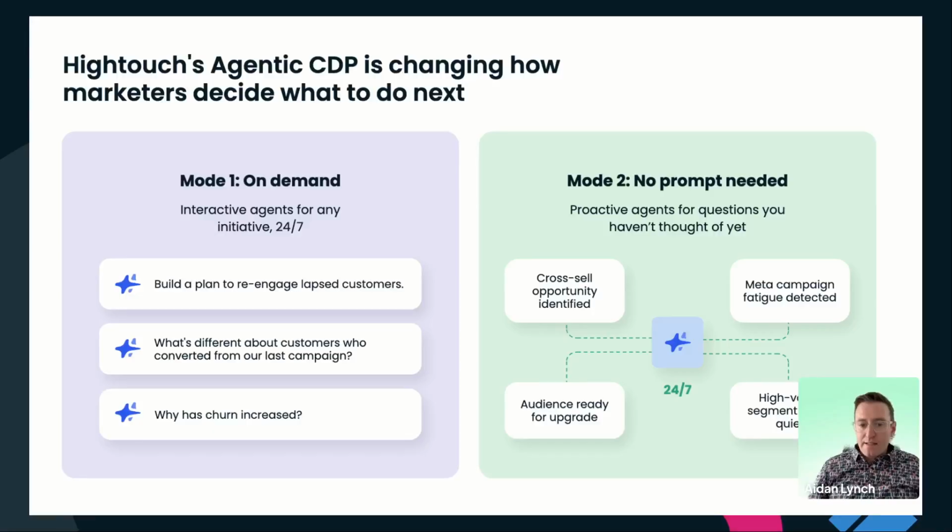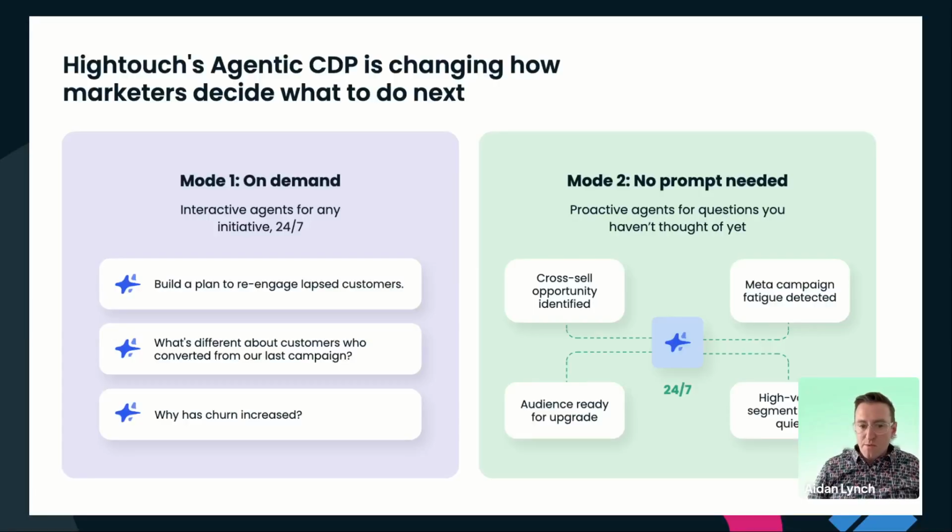The second is that increasingly marketers won't even need to ask. Always-on agents are going to continually analyze the customer, campaign, and business data in the background, and then start to surface opportunities and recommendations as they emerge. This has been this nirvana state that we've all been desiring for decades now. The result is that Agentic CDP becomes the starting point for every marketing decision.